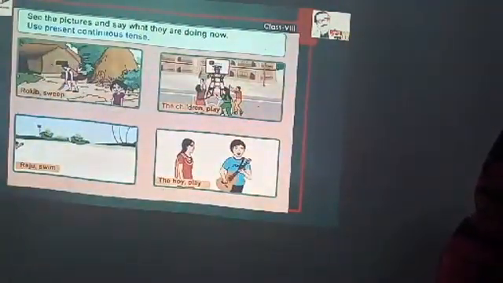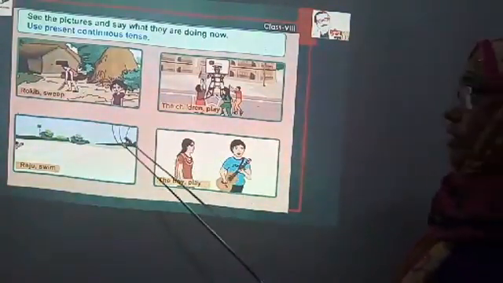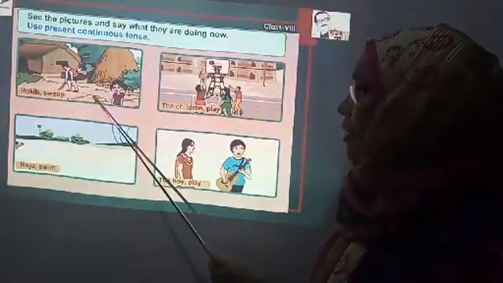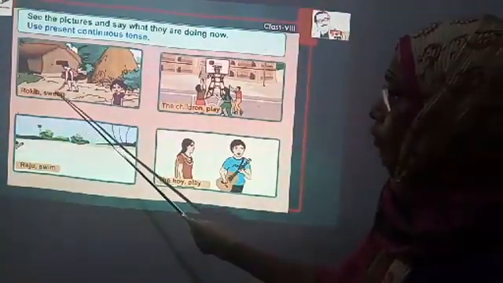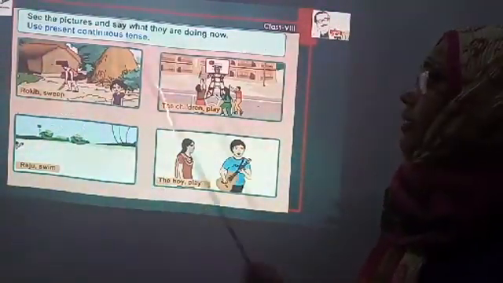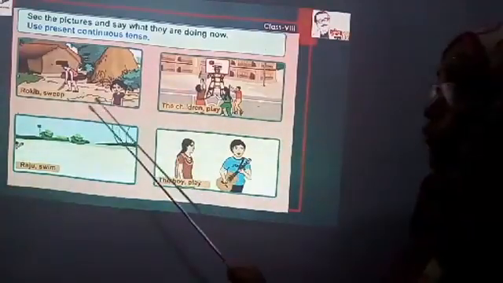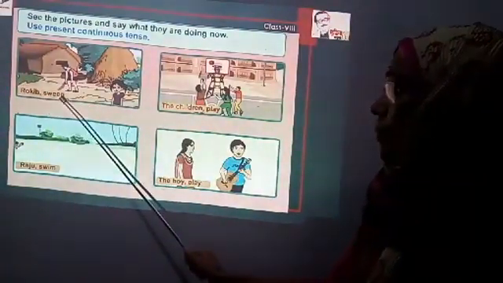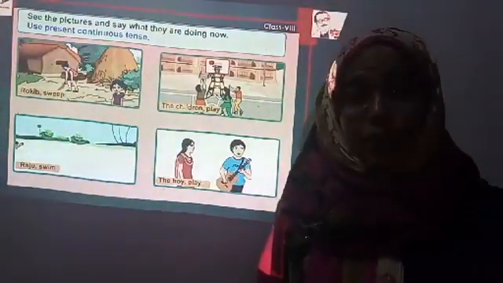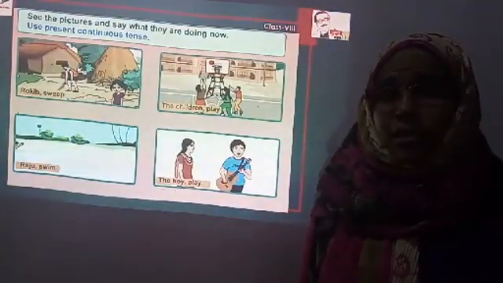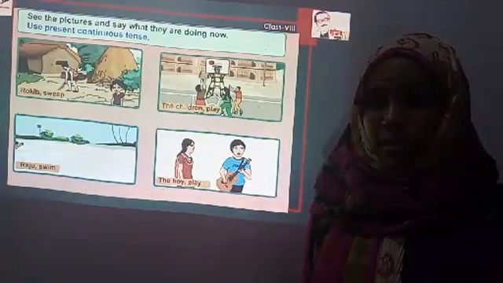Okay, let's check some other sentences here. You have to use present continuous tense. Here you can see the pictures, Rakib, and also a verb here. So you have to use the subject Rakib, and also the verb. Can you remember the structure of present continuous tense?